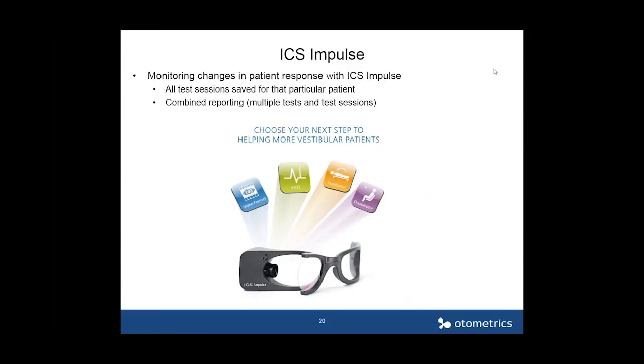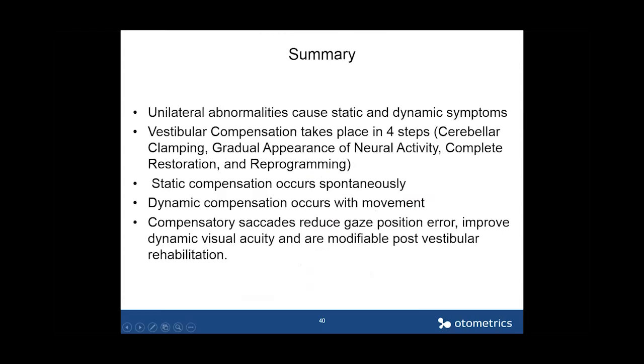Can you bring up my slide again? Okay, so just in summary, we've talked about that unilateral abnormalities cause both static and dynamic symptoms. Vestibular compensation takes place in 4 steps, with cerebellar clamping, gradual appearance of neural activity, complete restoration, and then reprogramming. We also mentioned that static compensation occurs spontaneously, and dynamic compensation needs to occur with movement. And then compensatory saccades reduce gaze position error, improve dynamic visual acuity, and are modifiable post-vestibular rehab.